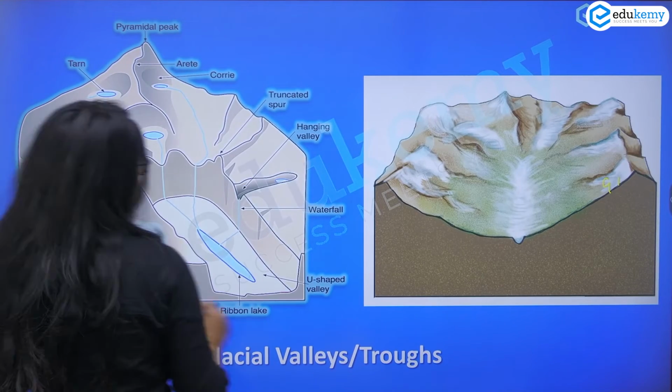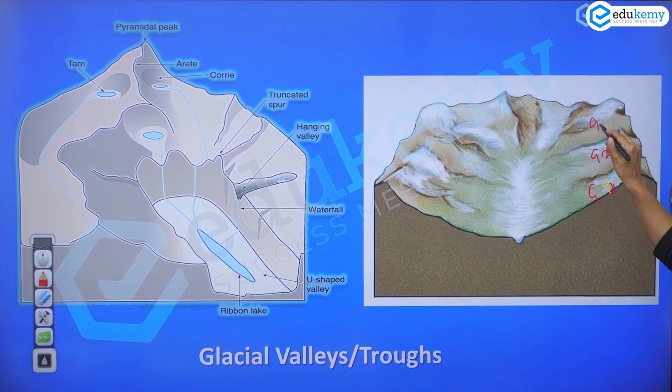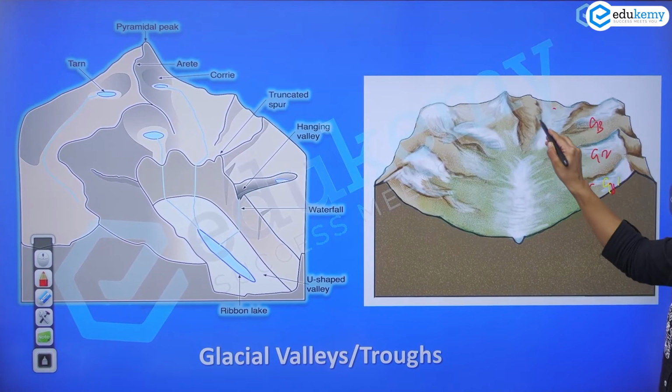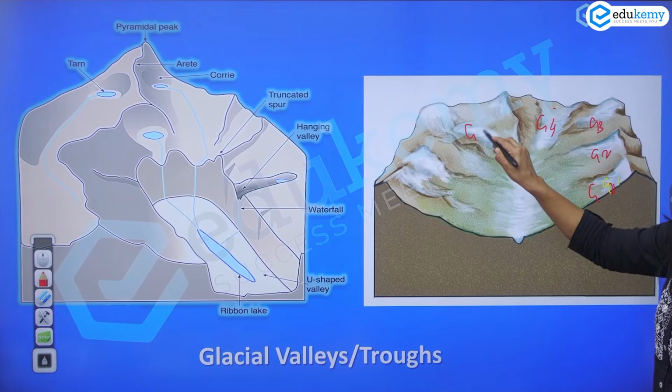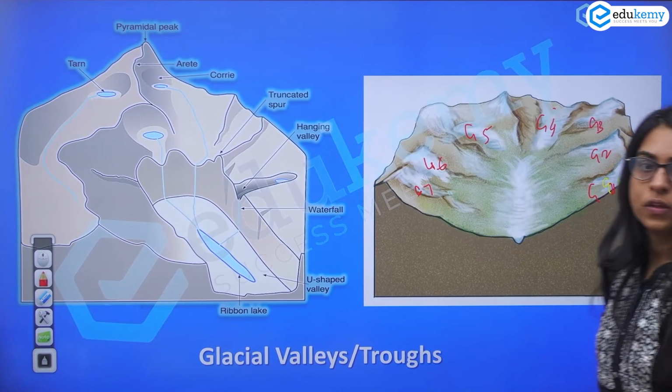This is glacier 1, glacier 2, glacier 3. This is the main glacier. Glacier 4, glacier 5, glacier 6 and glacier 7. So now this is the glacier.